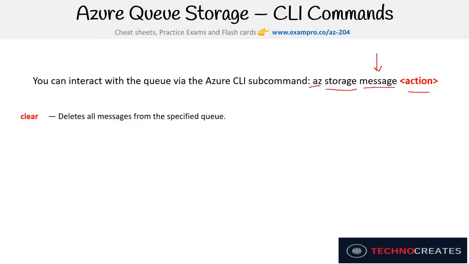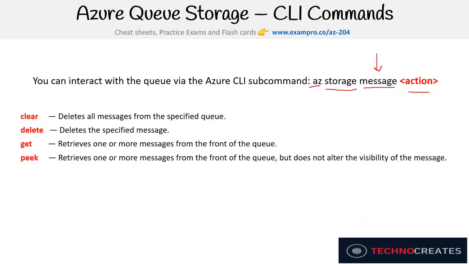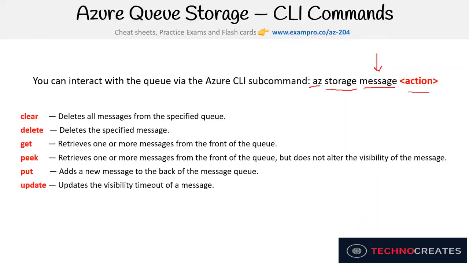We have clear, which deletes all messages from the specified queue. Delete, which deletes a specific message. Get, which retrieves one or more messages from the front of the queue. Peek, which retrieves one or more messages from the front of the queue, but does not remove them, does not change their visibility, does not lock them. Put, which adds new messages to the back of the message queue. Update, which updates the visibility timeout of a message. So these systems are very, very simple, but they're also highly scalable, which is really great. Yeah, there you go.